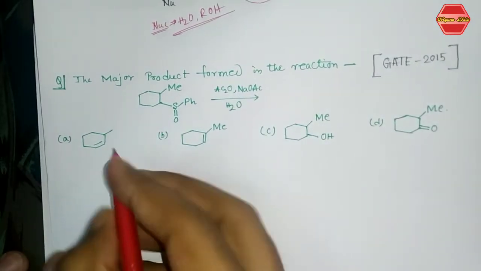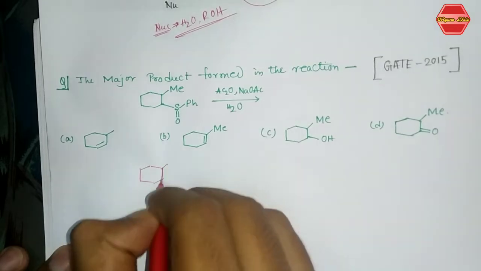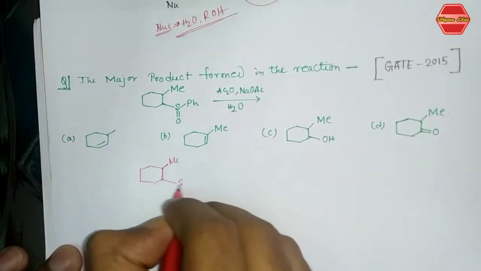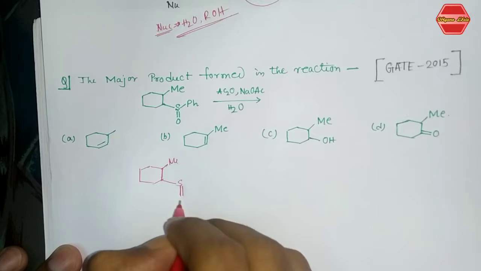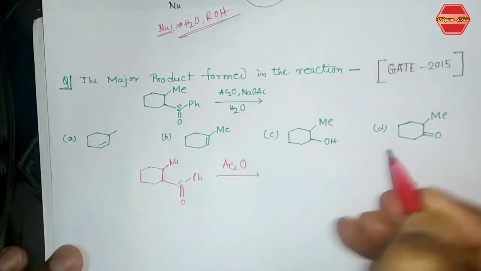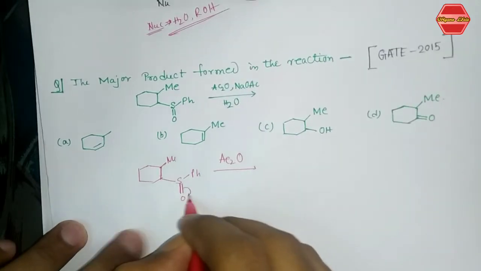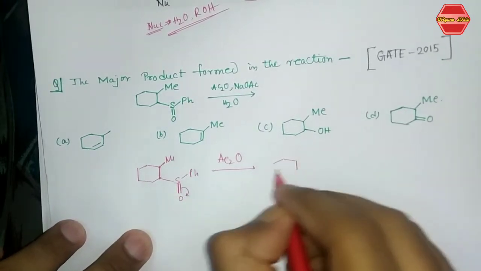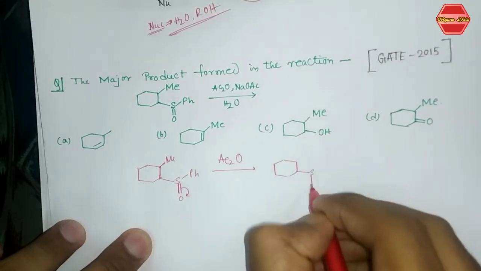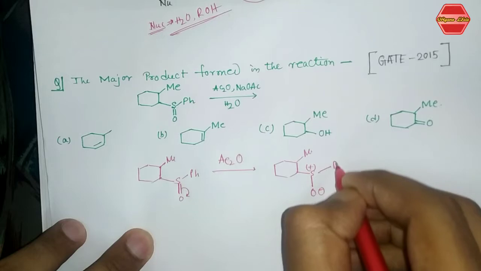Okay, now see, you get your final answer. You are given the structure like this. Okay, double bond O, your Ph. Now this is your Ac2O. Okay, now what is our product? We know that this bond will selectively break like this. We get this product this way. See your Me, see your Ph.